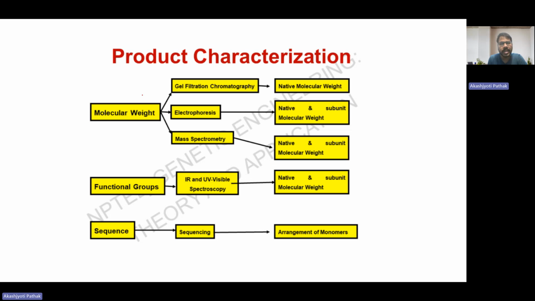So we can characterize our product based on the molecular weight. If we know the protein of our interest, if we have overexpressed a protein, we will know the molecular weight of the protein. We will know everything about this.